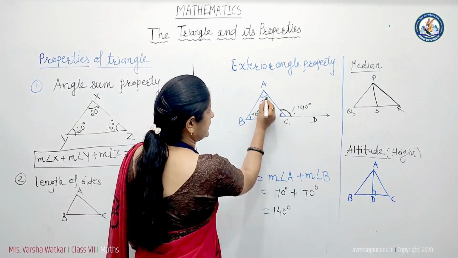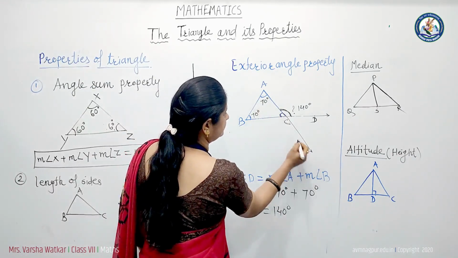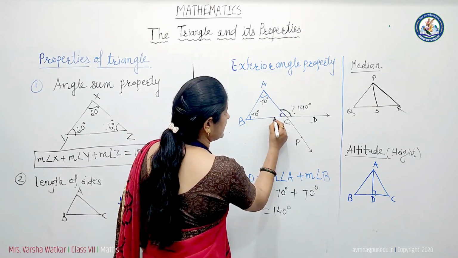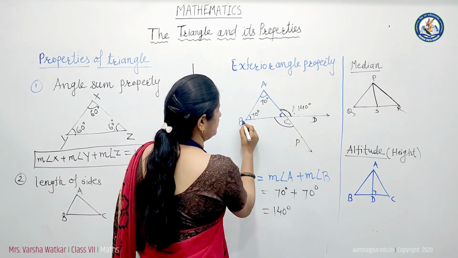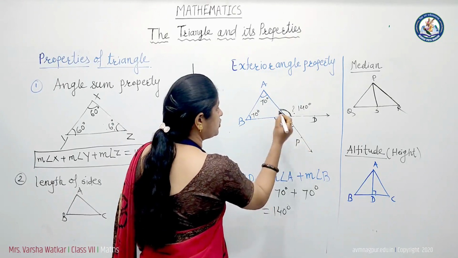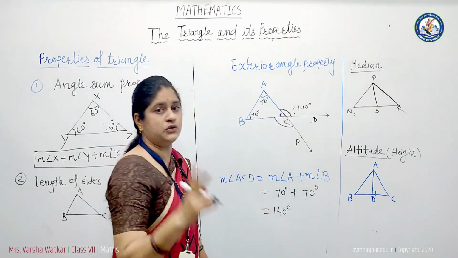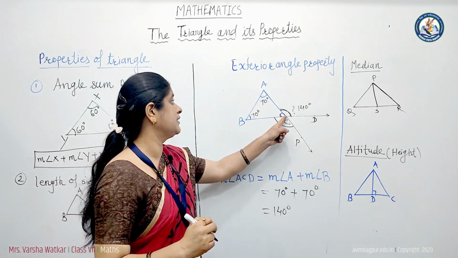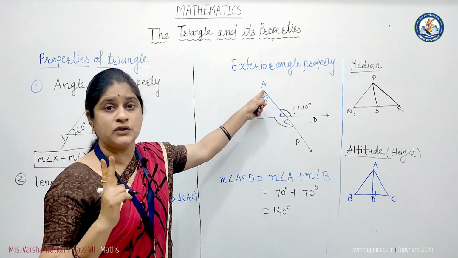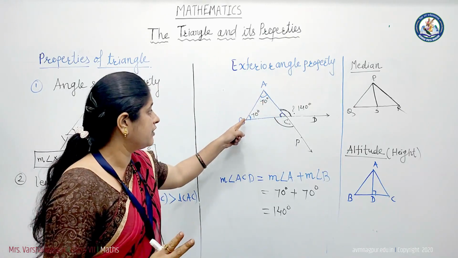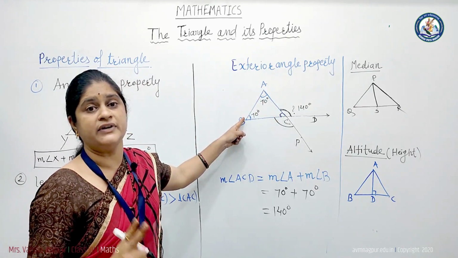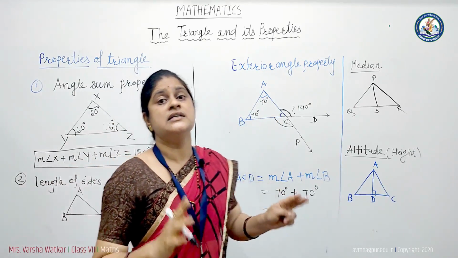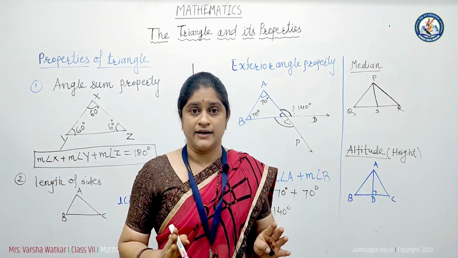Now if we extend this AC here, at one point I take P, and one more exterior angle is formed here, angle BCP. So at vertex C there are two exterior angles. At vertex A also there are two exterior angles, and at vertex B also we can draw two exterior angles. So a triangle has 6 exterior angles.